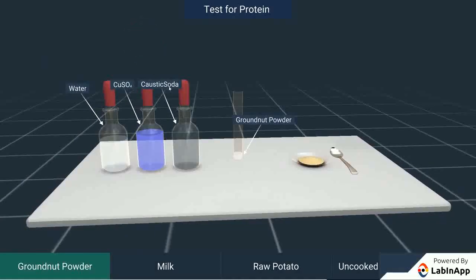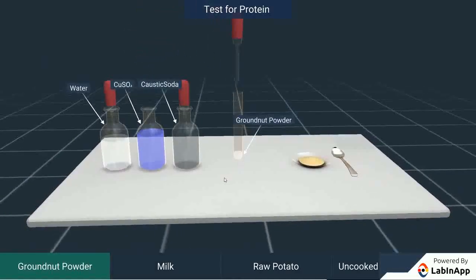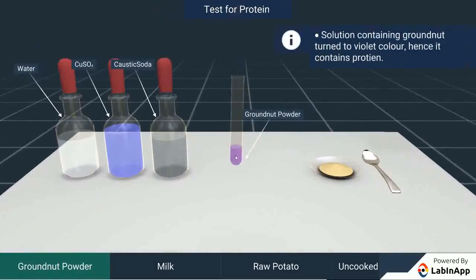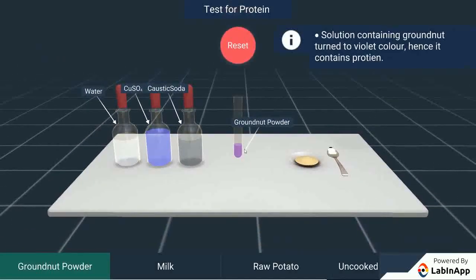Now add a few drops of copper sulfate and shake it well. Add a few drops of caustic soda and observe the color of the solution. We can see that the food sample solution color changes to violet. Violet color indicates the presence of proteins. Similarly, test the presence of proteins on different food samples.